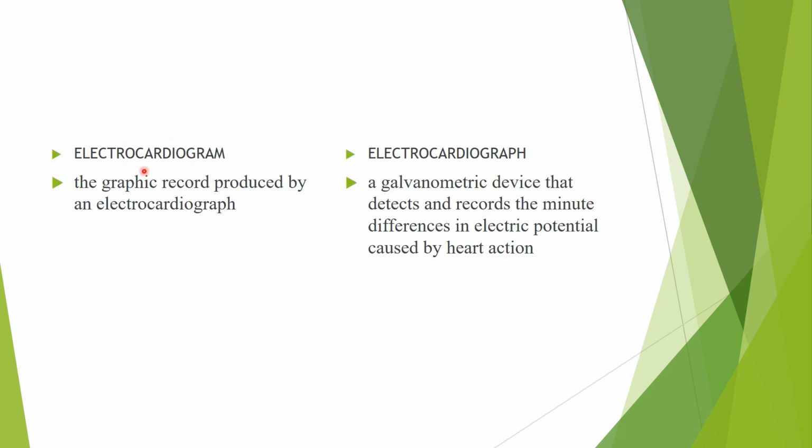What is the difference between electrocardiogram and electrocardiograph? Electrocardiograph is the name of the device. It is a galvanometric device that detects and records the minute differences in electric potential caused by heart action. An electrocardiogram is a graphical record produced by an electrocardiograph. So electrocardiograph is the name of the device and the electrocardiogram is the graphical record which is produced by that device.